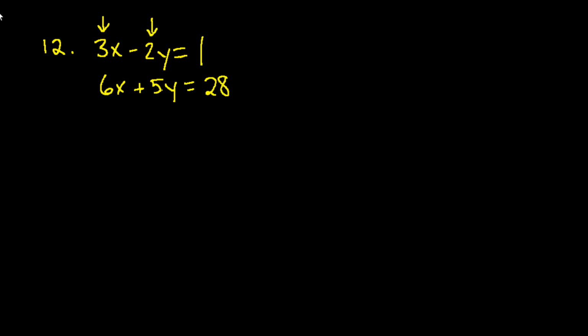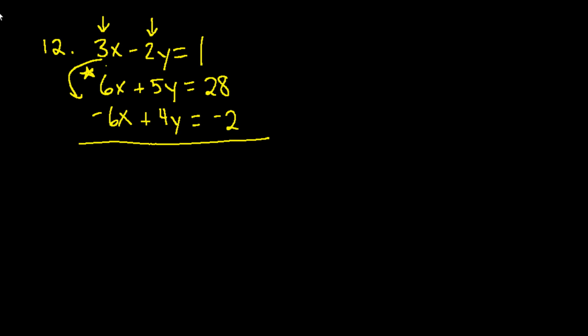2 doesn't divide into 5 evenly, but 3 divides into 6 evenly. So I'm going to try to create the opposite in the x's. The way I'm going to do that is I'm going to leave the second equation as 6x plus 5y equals 28. The top equation, I'm going to multiply both sides by -2, and that's all 3 terms. So -2 times 3x is -6x, -2 times -2y is +4y, and -2 times 1 is -2. Now I have opposites in the x coefficients.